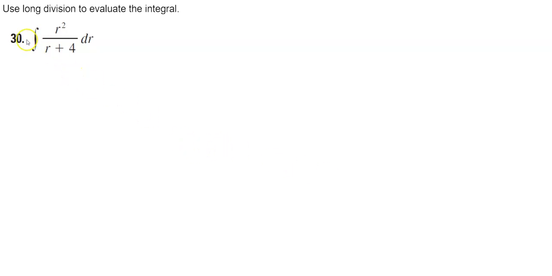Okay, so in this integral we have r squared over r plus 4. Now it's telling us to use long division to evaluate the integral. The reason why we have to use long division is because the degree in the denominator is smaller than the degree in the numerator. So before we do anything, we need to first start out with long division.